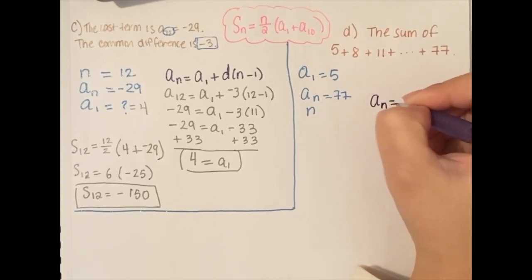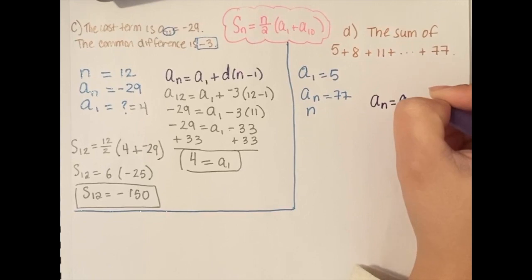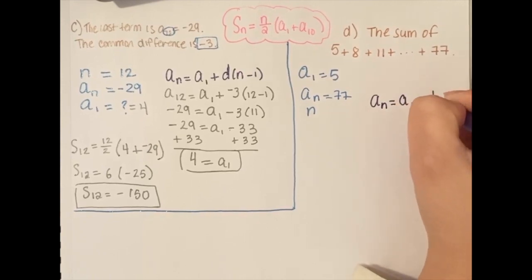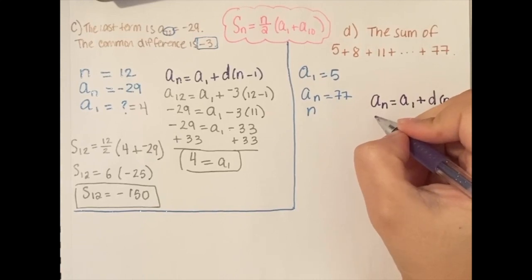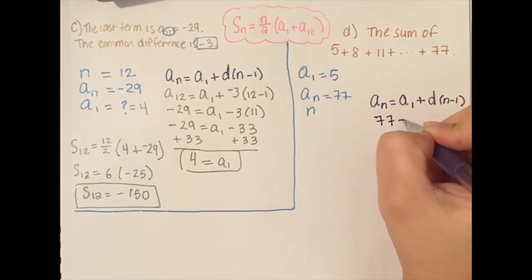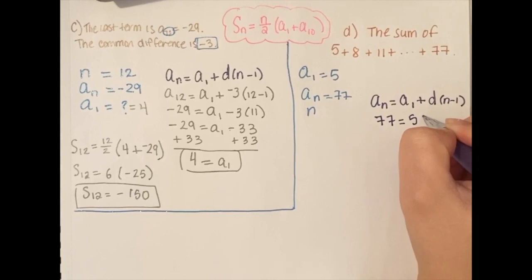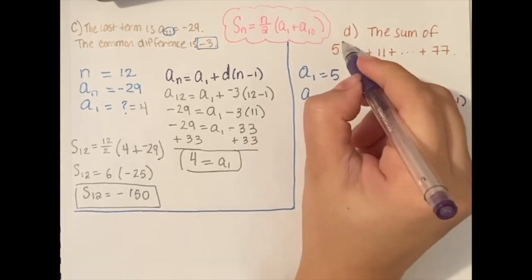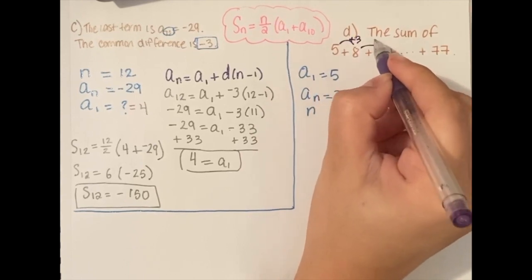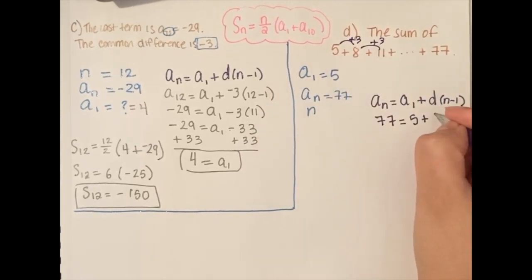a sub n equals a sub 1 plus d times n minus 1. So we're still going to use our last term. We know that our last term is 77. We know that our first term is 5. And we actually know our common difference. If you look up here, these are increasing by 3. So we know our common difference is 3. What we don't know is our n, and that's what we're going to find.